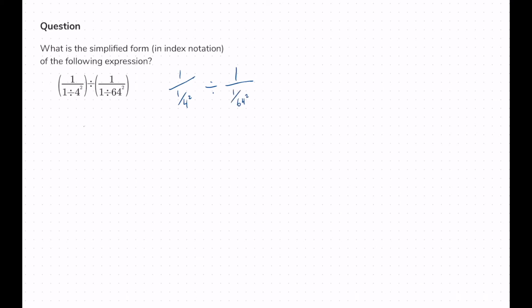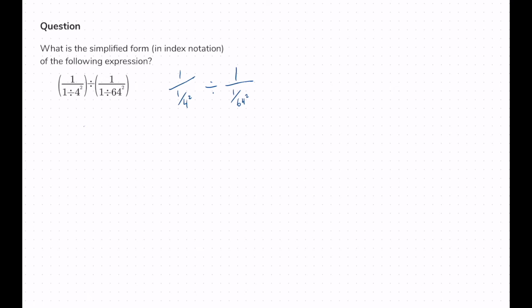Now immediately I can see that there are a couple of things I can do. Either I can treat this as a fraction dividing another fraction. I can flip that second fraction, so make it 1 over 64 squared over 1 and multiply the two together. But I can also see a simpler way of doing this. Because each of these is a whole number divided by a fraction, right? I know that I can think of these differently.